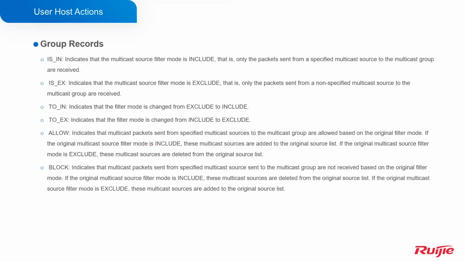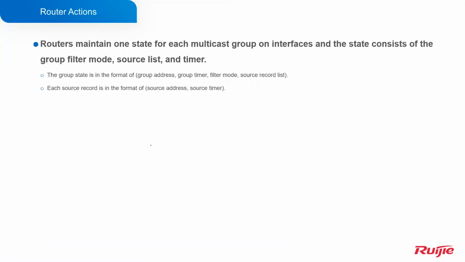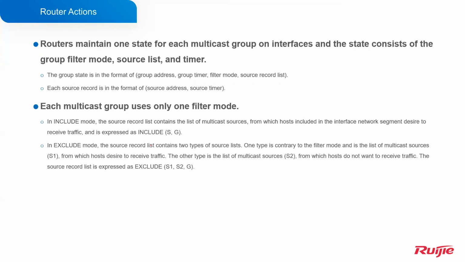So after knowing this, next let's see some cases. Routers maintain one state for each multicast group on the interface, and the state consists of group filter mode, source list, and timer. Group state is in this format: group address, group timer, filter mode, source report list. Each source record is in the format of source address and source timer. So we use these parameters to ensure multicast forwarding in the network. Each multicast group uses only one filter mode. We can use include mode or exclude mode.